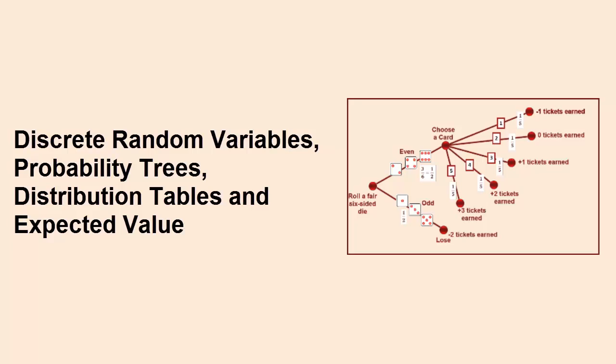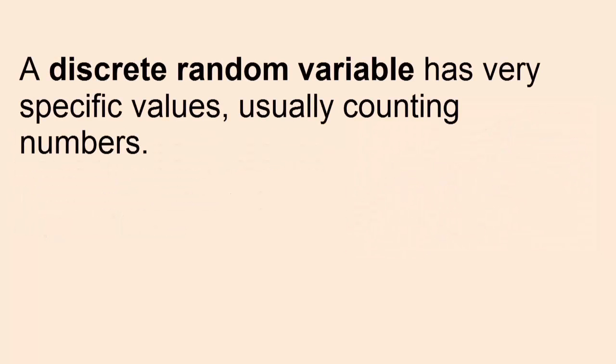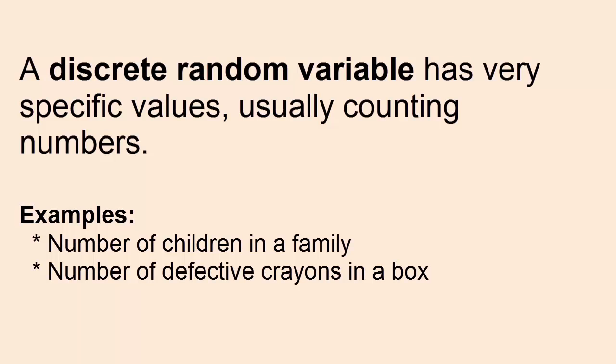A random variable is a variable whose outcomes are both numerical and the result of a random phenomenon. A discrete random variable is one that can only have very specific values, rather than a continuous stream of values. Examples of a discrete random variable would be maybe the number of children a couple can have, or the number of defective crayons in a box of 8.